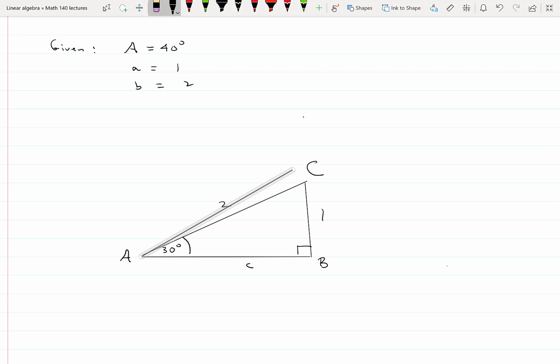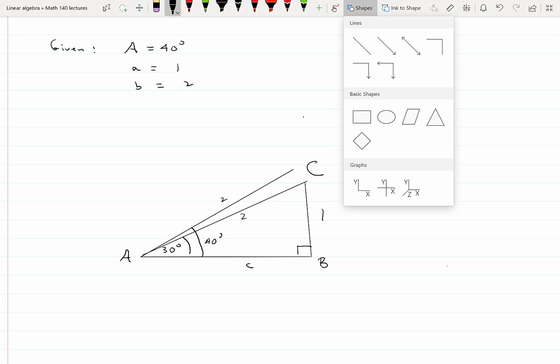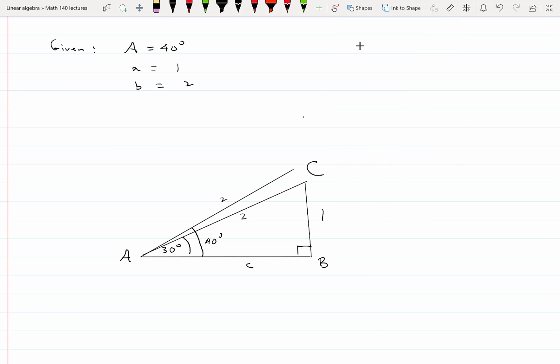Okay, so let me clean this up a little bit. The 2 used to be here. I've increased the angle by 10 degrees, so this is now 40 degrees. This is still the side of length 2. The side opposite A is still of length 1. What's the problem? The problem is it's not going to reach the horizontal side.